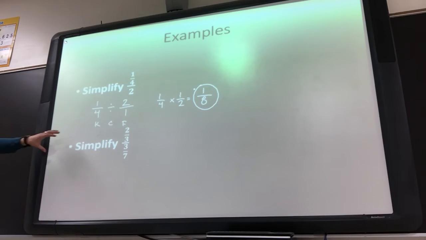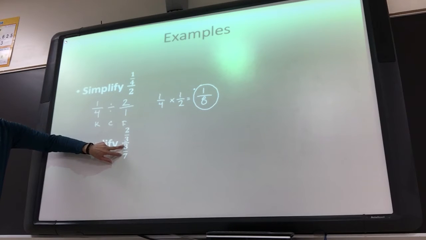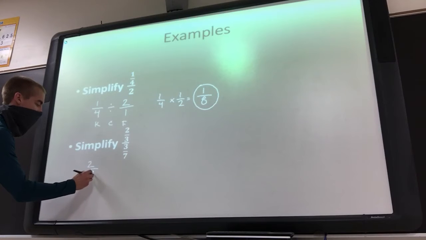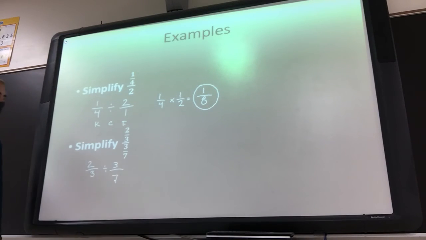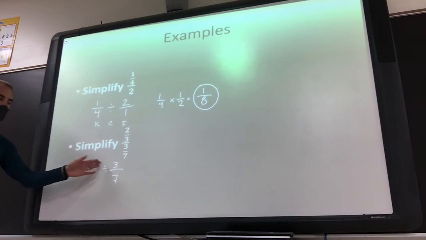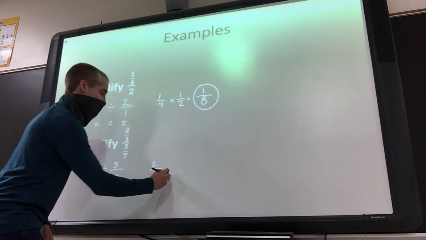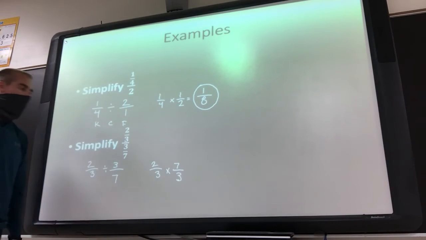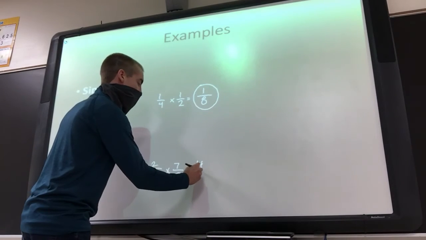So on our second one here, the numerator is 2/3 and the denominator is 3/7. So we're going to rewrite it as 2/3 divided by 3/7. And then we'll do keep, change, flip as well. So keep 2/3 the same, times 7/3. Multiply straight across and we get 14/9.